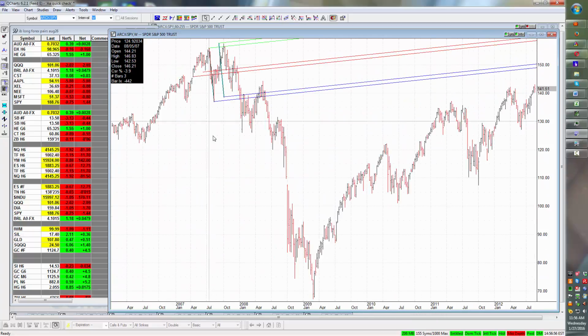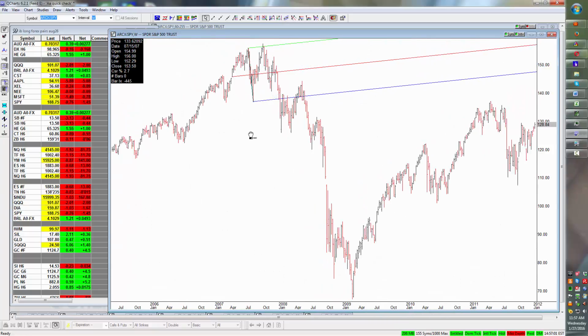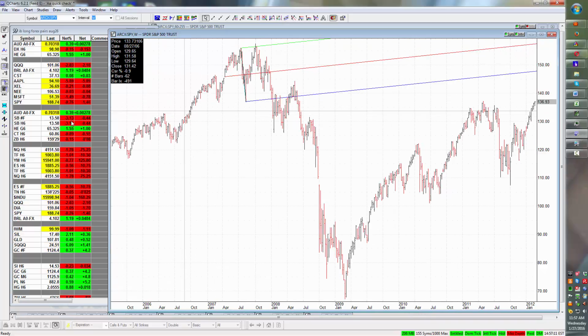Let's look back in time and notice how back with the high in '07, prices went up to the green line and reversed.